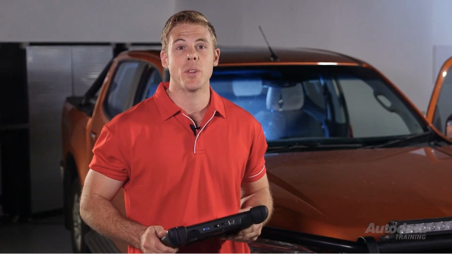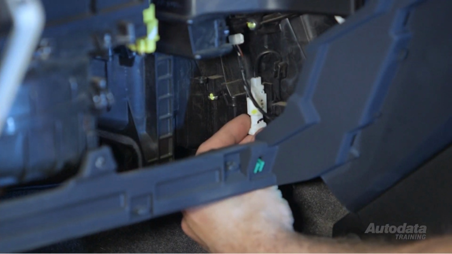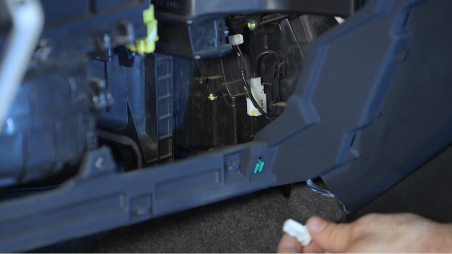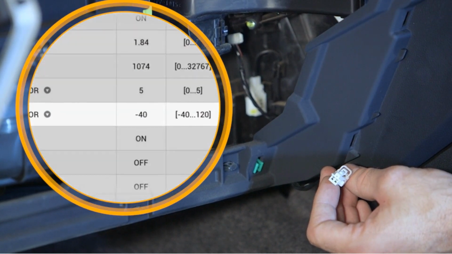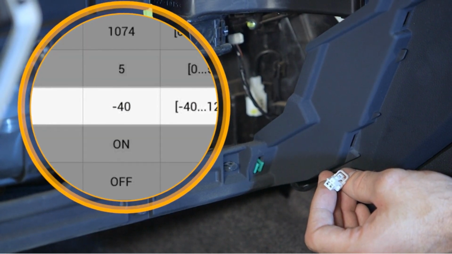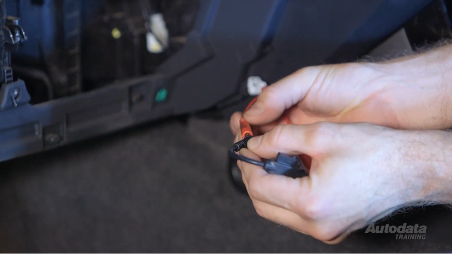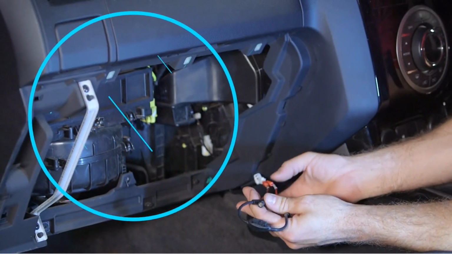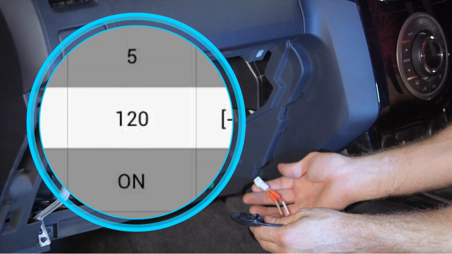Let's use a scan tool to confirm the fault. With the ignition on, monitor the thermistor data on the scan tool and disconnect the sensor. We should see the value change to around -40 degrees Celsius. With a 3 amp fuse jump wire, bridge the sensor harness connector and monitor the scan tool. We should now see around 100 degrees Celsius.